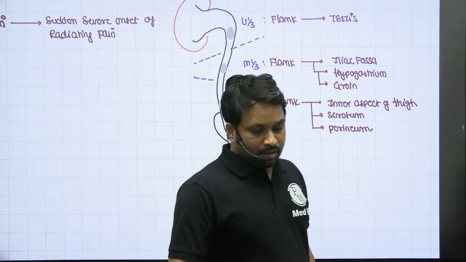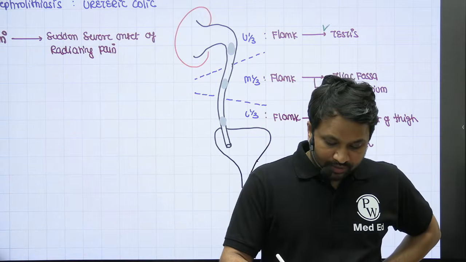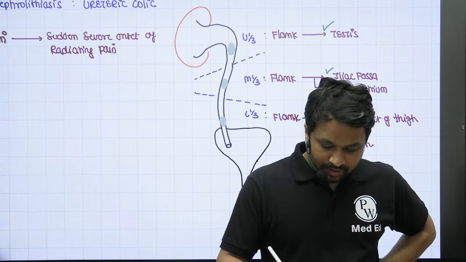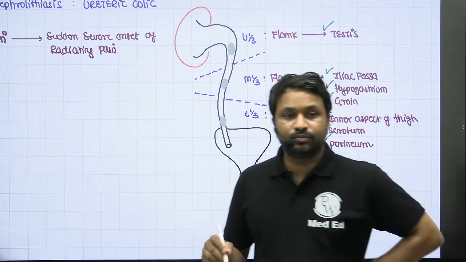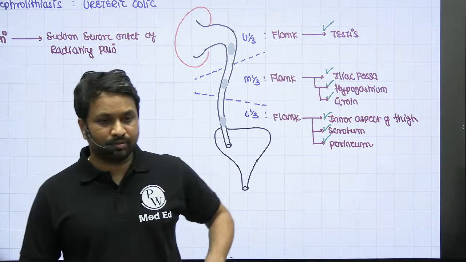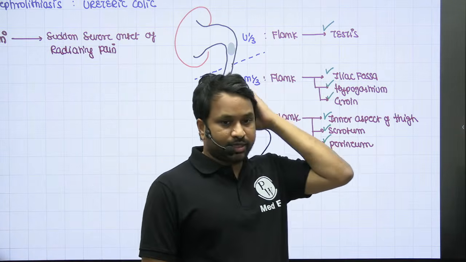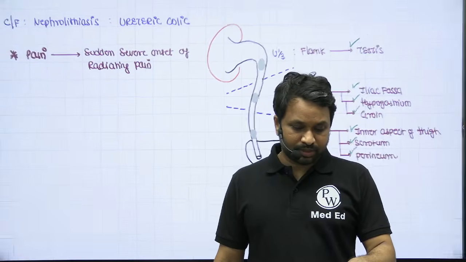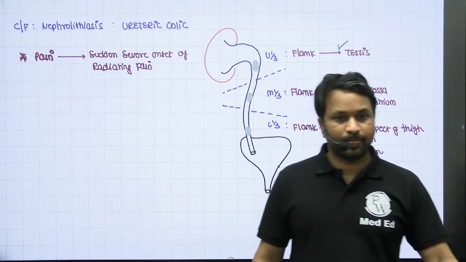Right? So it is going to radiate to the testes, then to the iliac fossa, hypogastrium and groin, inner aspect of the thigh, scrotum as well as perineum. Right? So these are the contexts that you are going to see with respect to the perineum per se. Clear?